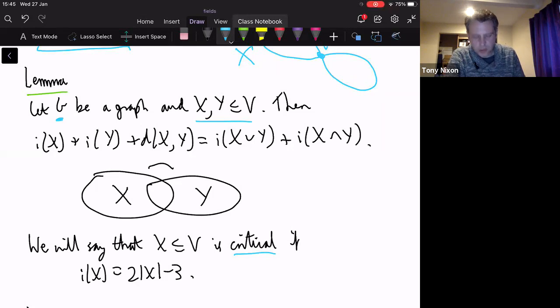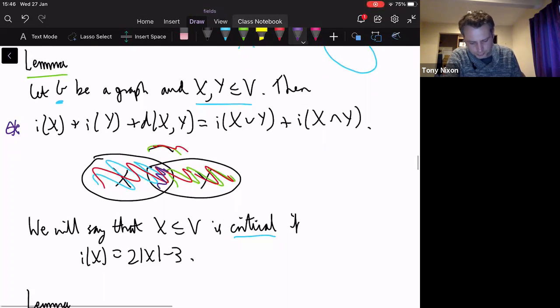Really, I just want to count the contribution to both sides. So I look at the number of edges in X, the number of edges in Y, and the number of edges between X and Y. And I claim I get the same thing as if I counted the number of edges in the union, which got all these, plus the number of edges in the intersection, which got these. You can see that the 2 colors I used on the left and the 2 colors I used on the right match up in the right places. So this is a triviality. But we'll use this equation a few times in what follows.